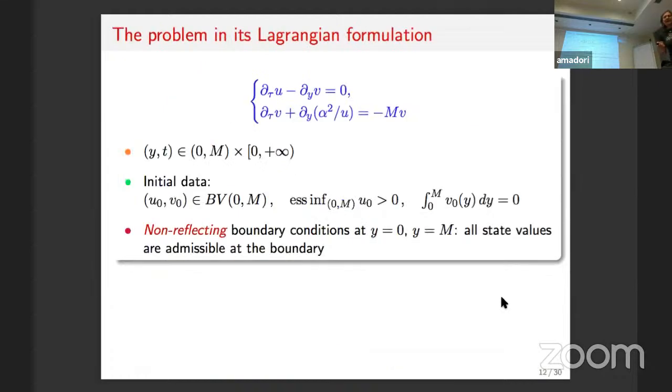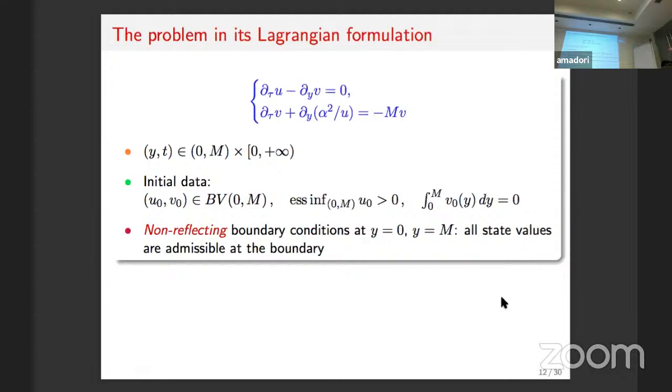So let us reformulate our problem. We have the system in Lagrangian coordinates. This is the region in which we study it, so y belongs to (0, m). And this is the translation of the initial data. The initial data will be of bounded variation on (0, m). The specific volume will be bounded away from 0 and bounded. Both of them are a consequence of our assumption on the initial data in Eulerian variables. And then we are assuming that the average of v0 is 0, which is the counterpart of the fact that the momentum is constantly equal to 0.